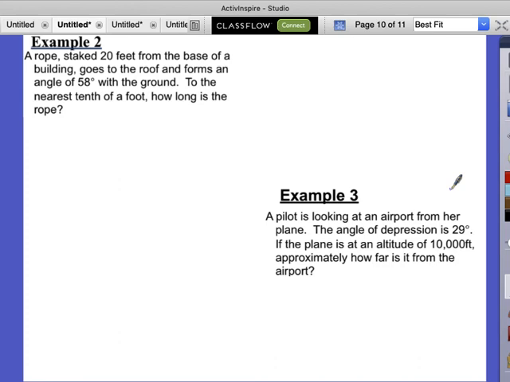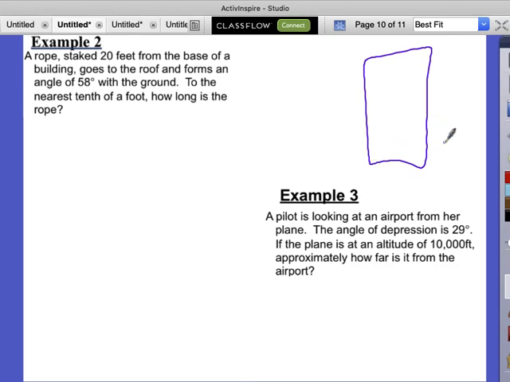So example two: a rope staked 20 feet from the base of a building goes to the roof, forms an angle of 58 degrees with the ground. To the nearest tenth of a foot, how long is the rope? Full of information. Helpful math tools to do what next to it? Draw a picture. We have a building.